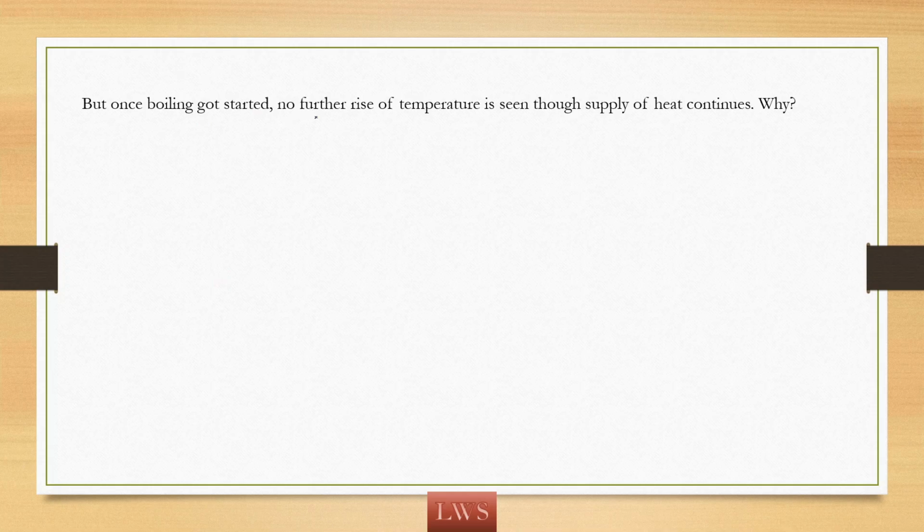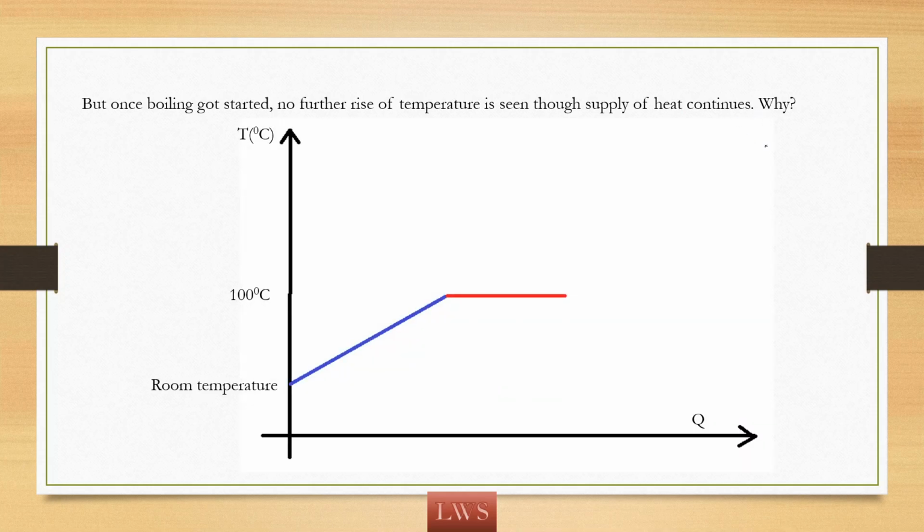But once boiling got started, no further rise of temperature is seen, though we are supplying heat. Why? Here, as we are supplying the heat energy, the temperature slowly rises to 100. But hereafter, we cannot see any change in the temperature. And where does this heat go?